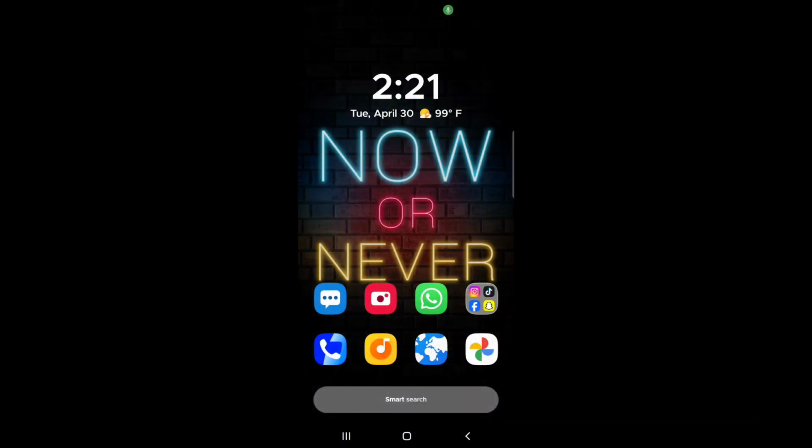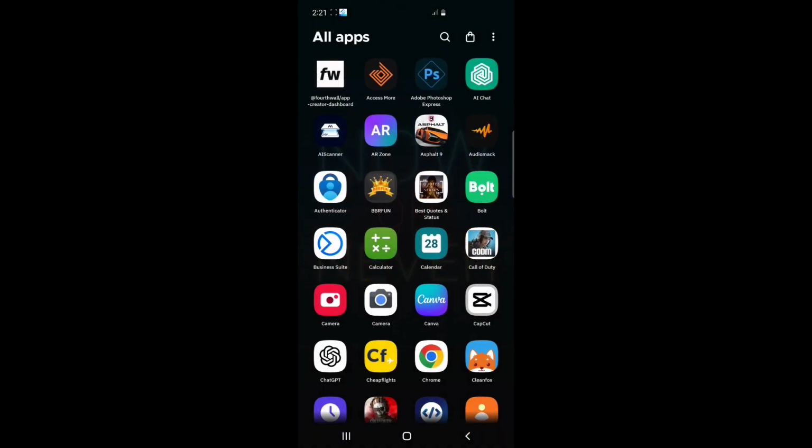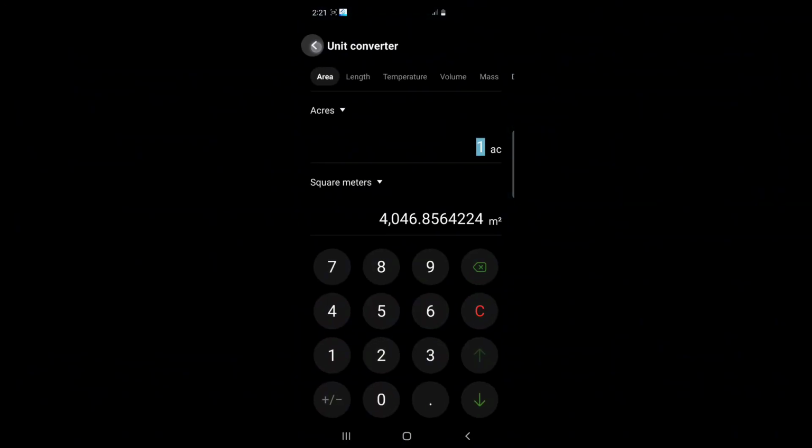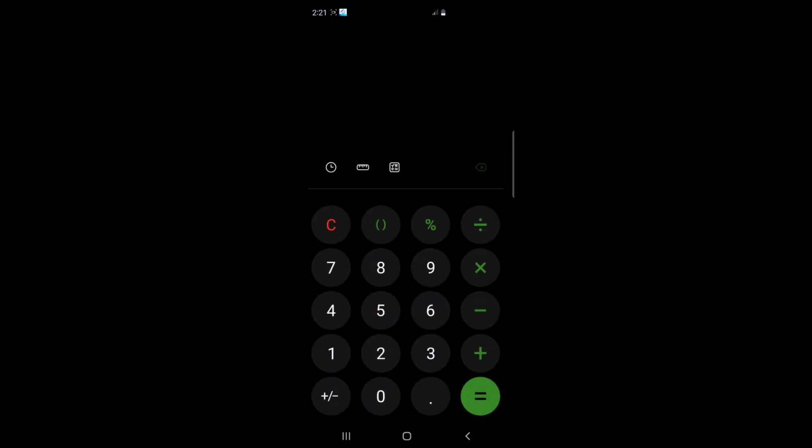So the first thing you need to know is that you must have a calculator, right? So you scroll down to wherever you have your calculator in your phone, which is here. Now, once you bring up the calculator, it will be in this format, right? This is the normal format. Then press on this ruler-like icon here.